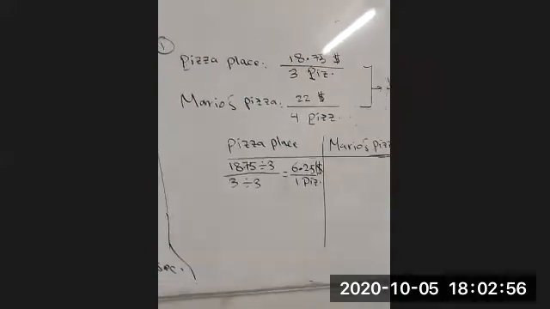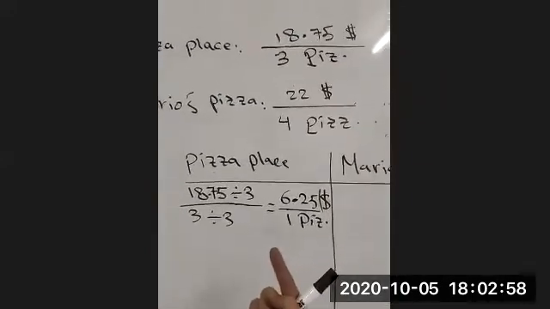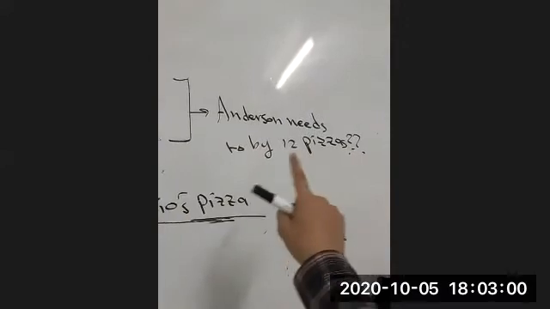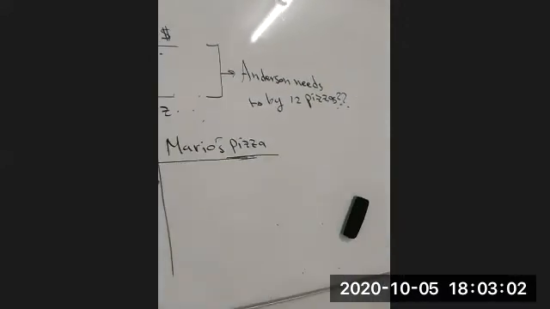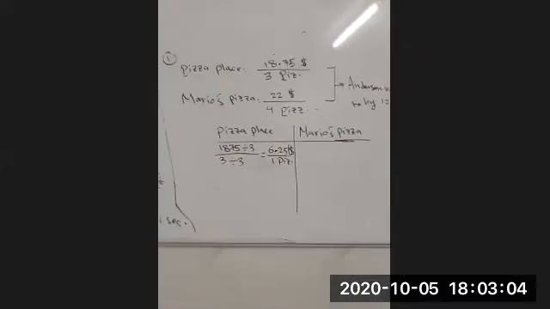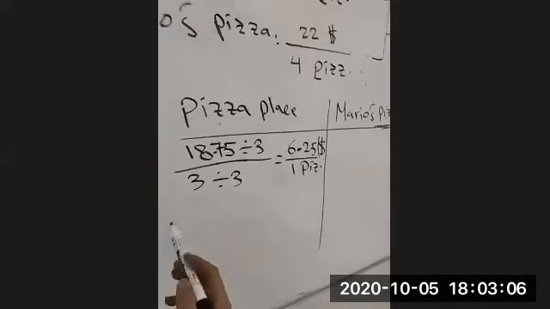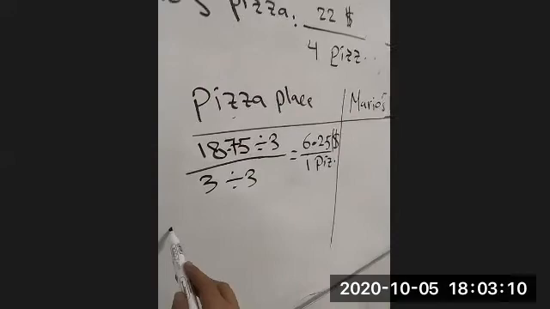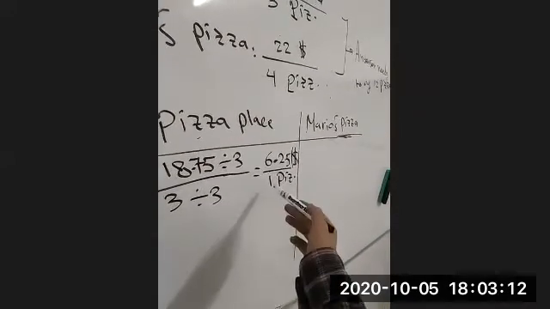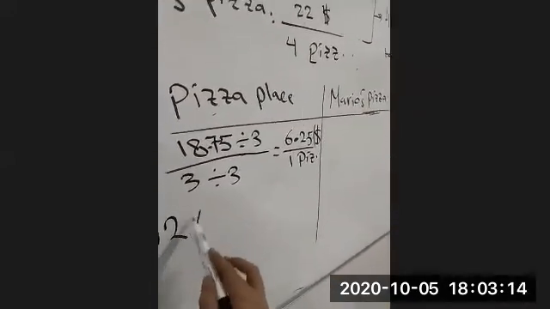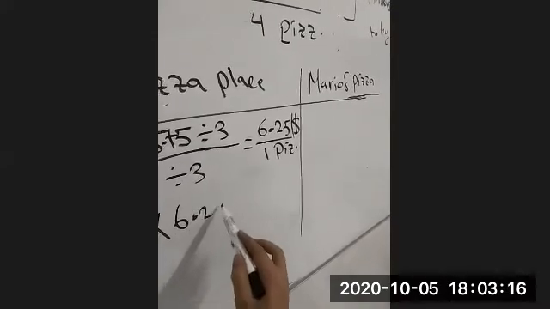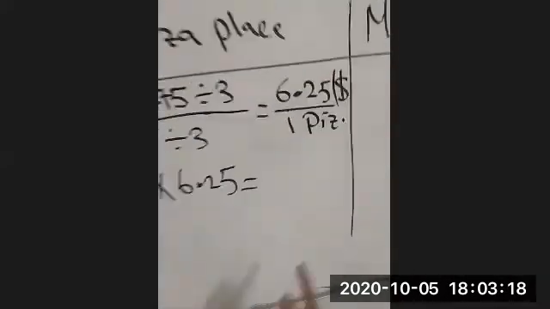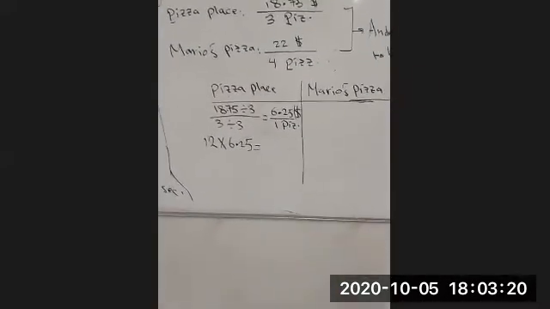$6.25. But if I know the price of one pizza, can I know the price of the 12 pizzas? How will I know? What will I do? Turn it into unit rates. I multiply it with the unit rate. So 12 multiplied by 6.25 equals, let's multiply these two numbers quickly.